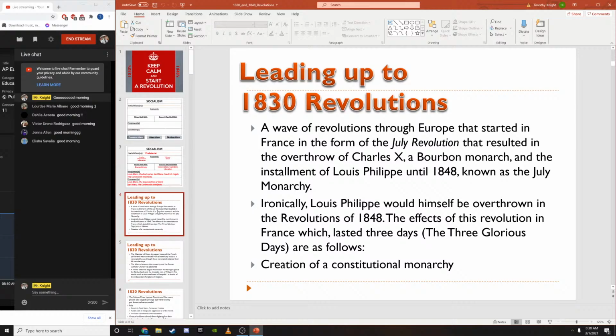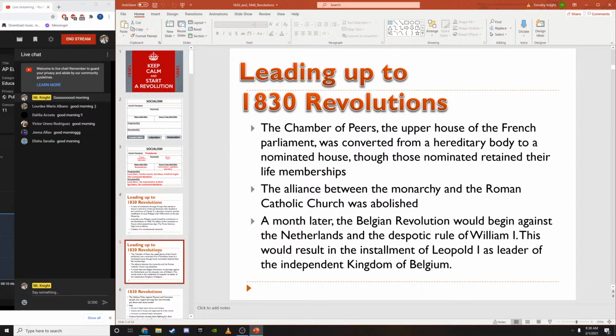The effects of this revolution in France, which lasted 3 days, sometimes called the Three Glorious Days, are as follows. The creation of a constitutional monarchy. The Chamber of Peers, the upper house of the French Parliament, was converted from a hereditary body to a nominated house, though those nominated retained their life memberships. And then the alliance between the monarchy and the Roman Catholic Church was abolished.